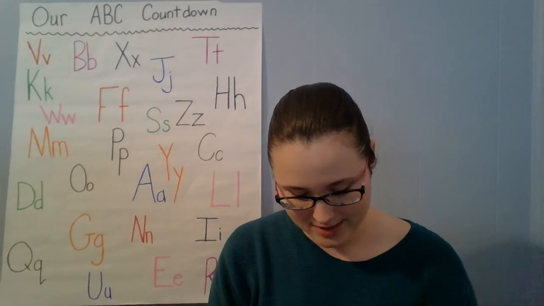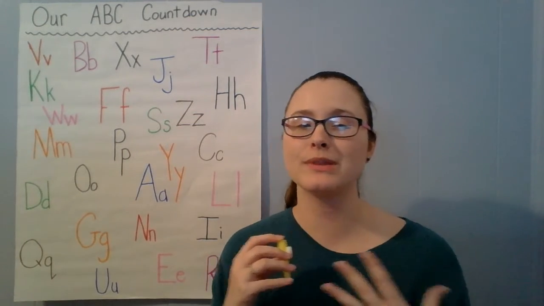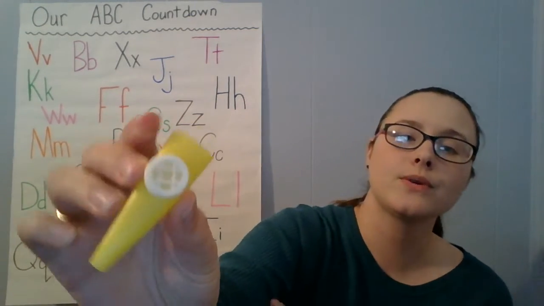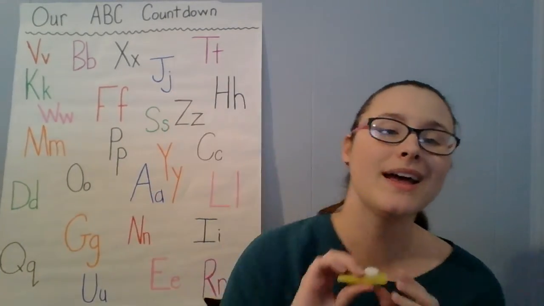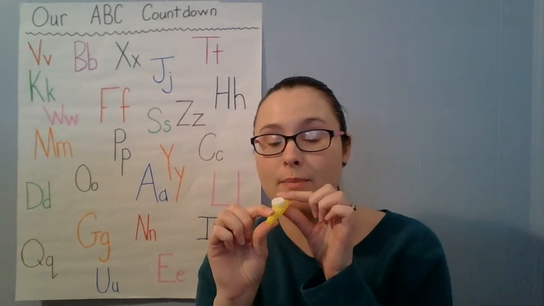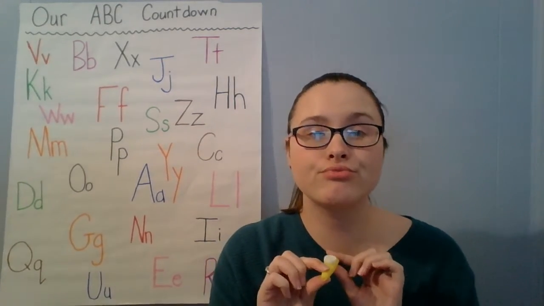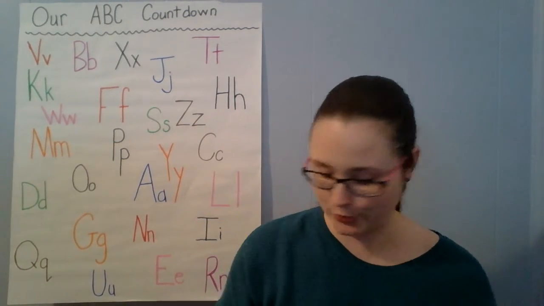Ooh, the next thing we have is an instrument. So that means it plays music. So here's what it looks like. It's called a kazoo. And now this is not a real one. This is just a toy. But if I put a real one in my mouth, it would make a sound like. So we have a kazoo.